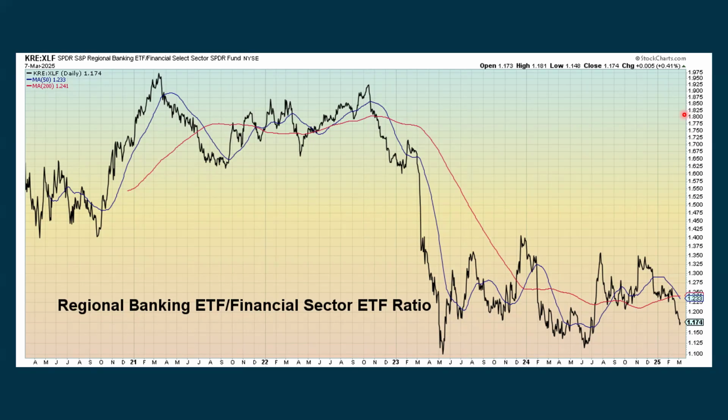And then we look at this ratio here, which is turning more negative. These are regional banks, so they're smaller banks in a ratio with the financial sector itself. Now, the financial sector has been under pressure, but for this ratio to go down, that means the regional banks are going down even more. And so we're keeping an eye on that. It's a little bit of a concern here.